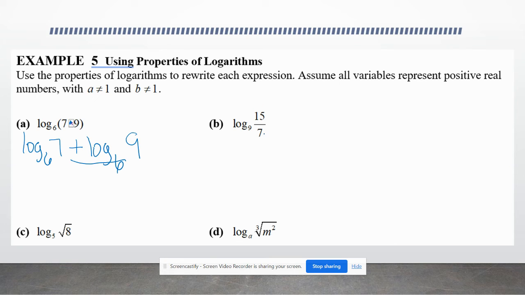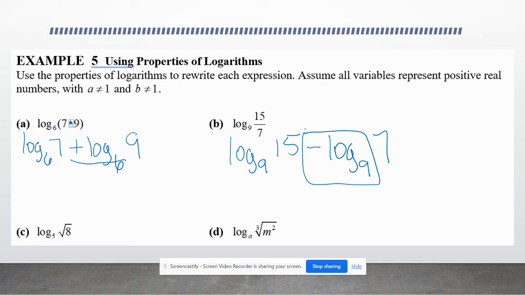Letter B, we have 15 divided by 7. I start with log base 9 of 15. The division changes to subtraction of log base 9 of 7. So we added this because of the division.